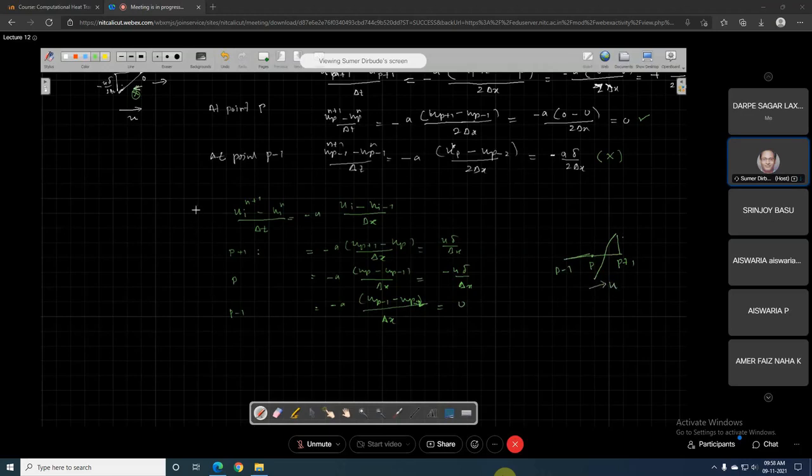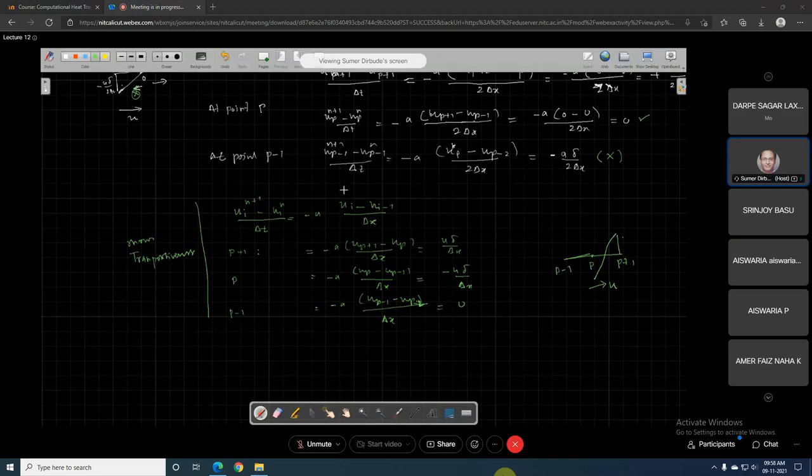So this scheme shows the transportiveness property. If you take other schemes, like forward difference and like that, then you will fail in this case because this is positive and like that. So that is the second property.